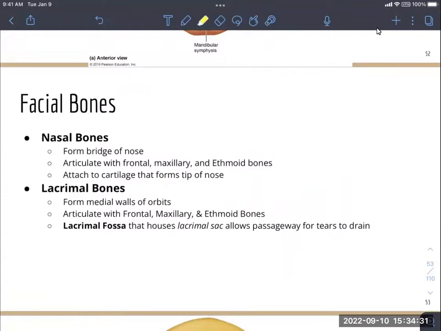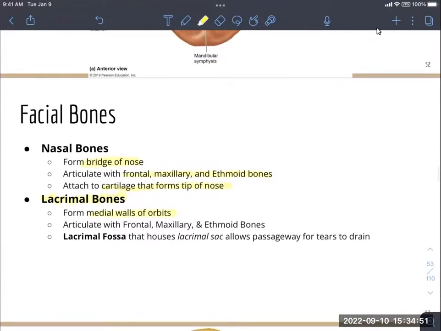Nasal bone. The nasal bones make the bridge of your nose. It'll articulate with the frontal, maxillary, and ethmoid bones, and it actually attaches to the cartilage of the tip of your nose. We also have our lacrimal bones. That makes the medial walls of the orbit. The lacrimal bones will articulate with the frontal, maxillary, and ethmoid bones. We have a lacrimal fossa with a lacrimal sac. And that's where tears drain. Kind of important.